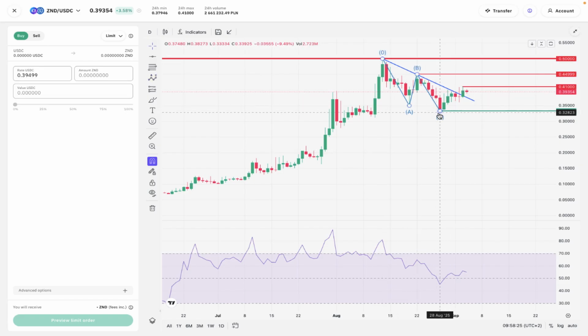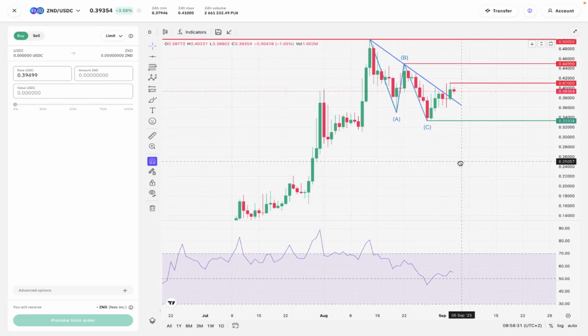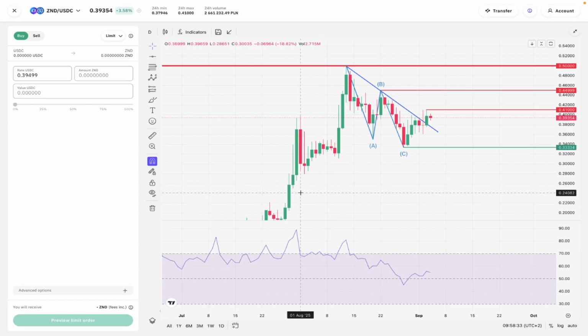So the ABC correction is typical for this kind of situation on the market, when we got some kind of counter trend movement. In the background there's an uptrend, and then we got ABC, 3 waves. It's typical for a correction, 3 waves to the downside. The ABC correction is done, and now in theory the market is ready to rally.